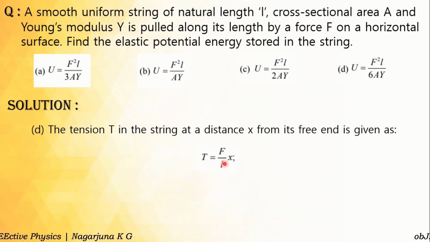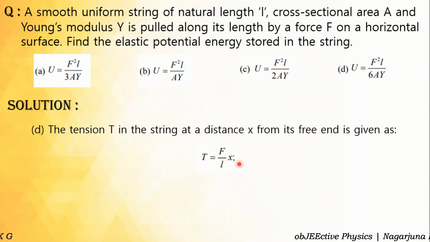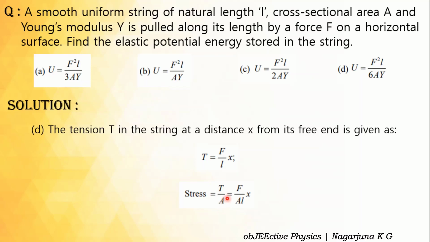So, tension for x length from the end is force per unit length into the given length, that given length is x. So the tension for the length x is equal to F by L into x. We know that stress is equal to tension divided by area, so if we substitute the tension formula here, we get stress is equal to F into x divided by A into L.